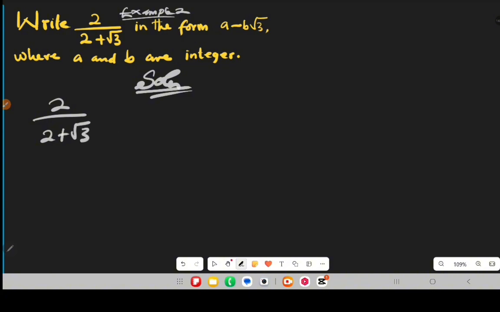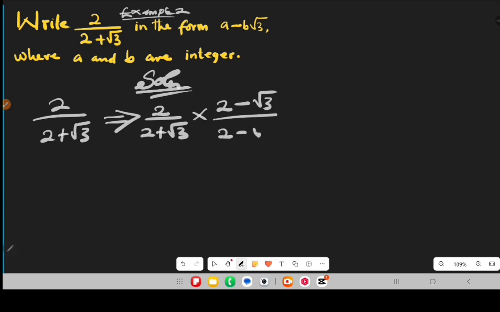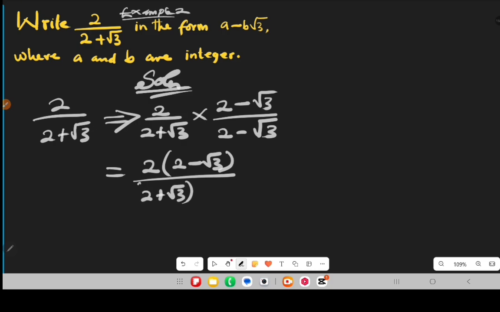What we do here, we have to rationalize the denominator by multiplying by the conjugate, which implies 2 over 2 plus root 3 times 2 minus root 3 over 2 minus root 3. We change the sign of root 3, which is the conjugate. We can write this as 2 into 2 minus root 3 all over 2 plus root 3 into 2 minus root 3.